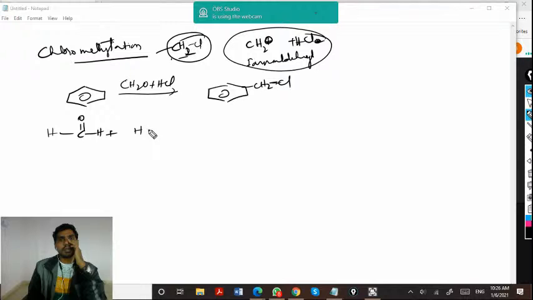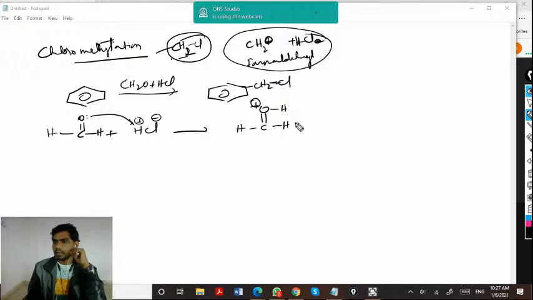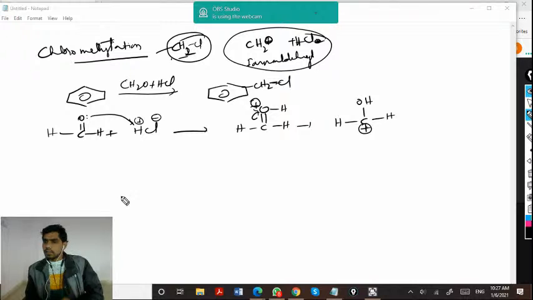So how it is going to happen is, when formaldehyde is treated with HCl, this is Cl minus and this is H plus. It is going to abstract the H plus. So resulting will be the protonated formaldehyde. Now this bond is going to move towards this. So it's going to become OH here and H here. This will be the positive charge.